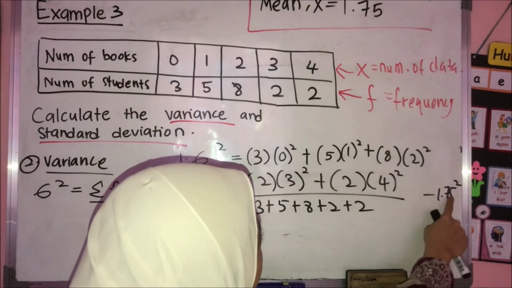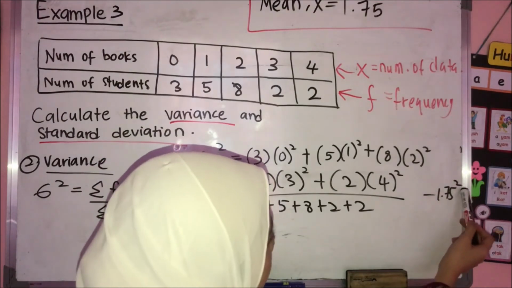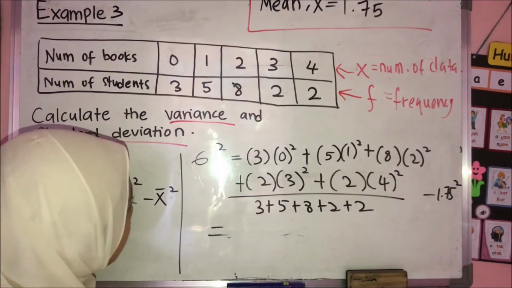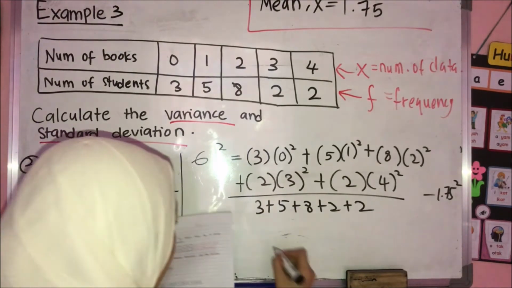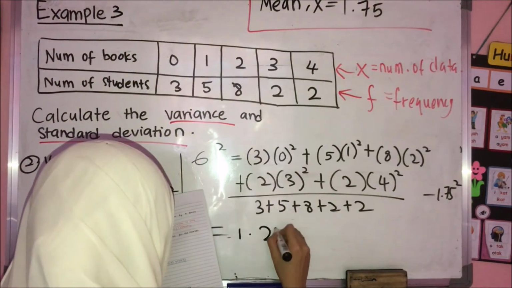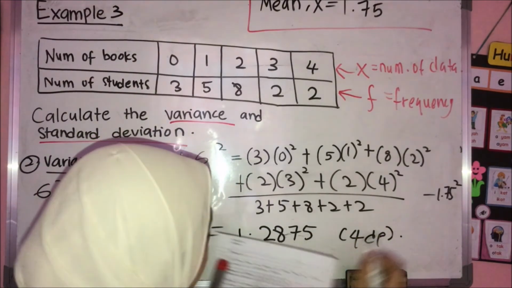minus 1.75, which is the mean. And don't forget to write square. So the answer for variance is 1.2875 to four decimal places.